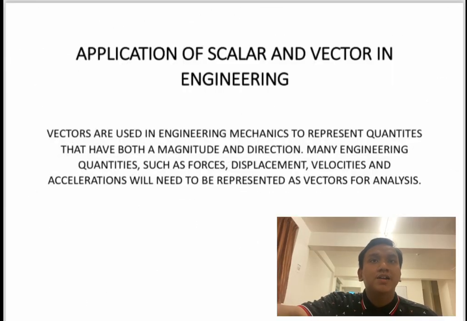Application of scalar and vector in engineering. Vectors are used in engineering mechanics to represent quantities that have both a magnitude and direction. Many engineering quantities such as force, displacement, velocities and acceleration will need to be represented as vectors for analysis.